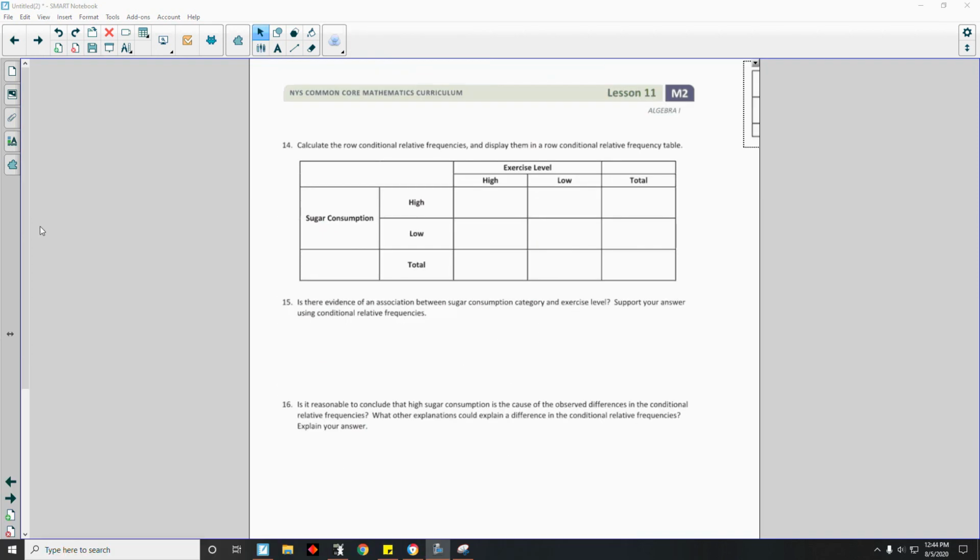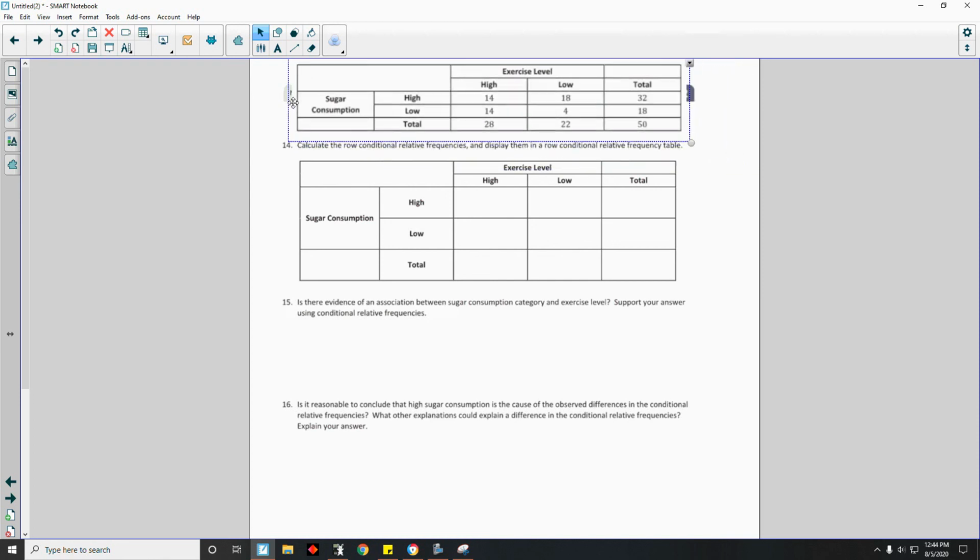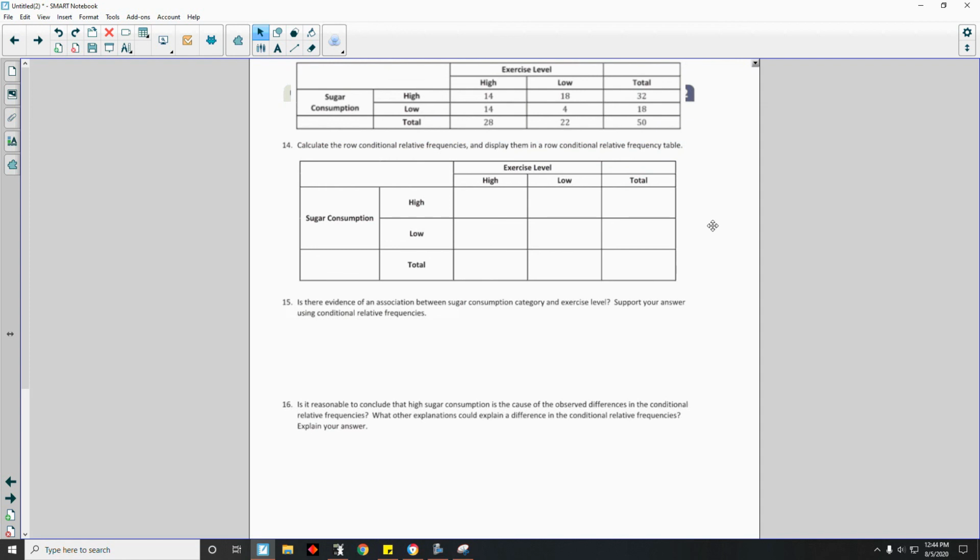Okay, so page 5, is it? Yes, page 5 brings us to problem number 14. And it says to calculate the row conditional relative frequencies and display them in a row conditional relative frequency table. So let's bring this in from the previous page and put that right there. Alrighty, so now we're going to calculate the conditional relative frequencies. So let's have at it.